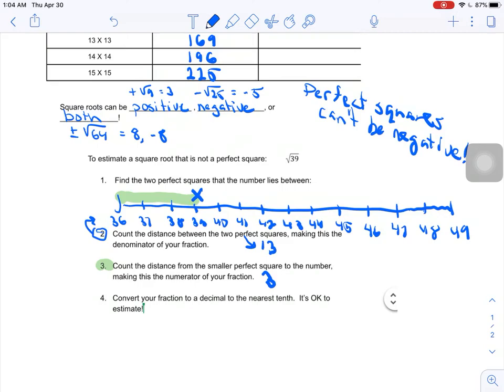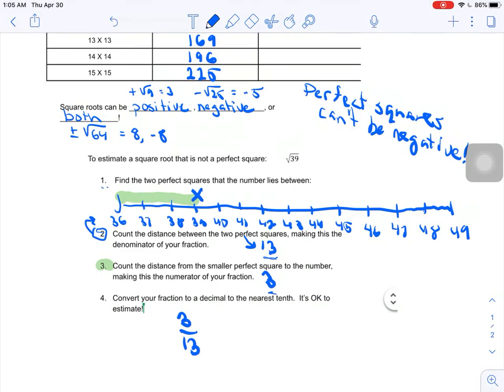So what we're going to do is make that into a fraction. So 39, if you think about fractions on a number line, this number line we just drew between our two perfect squares has 13 spaces on it, and I'm 3 of those spaces over to get to 39. So that's 3/13 of the distance from 36 to 49. So that's why it's saying make this the denominator and make this your numerator. So I am 3/13 of the distance over.